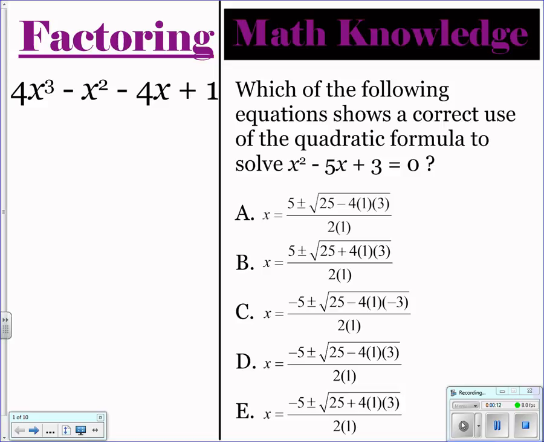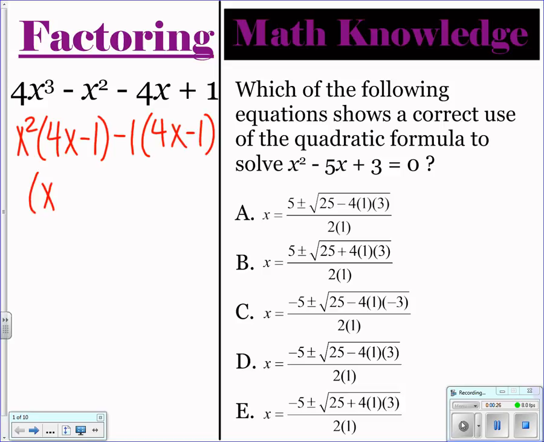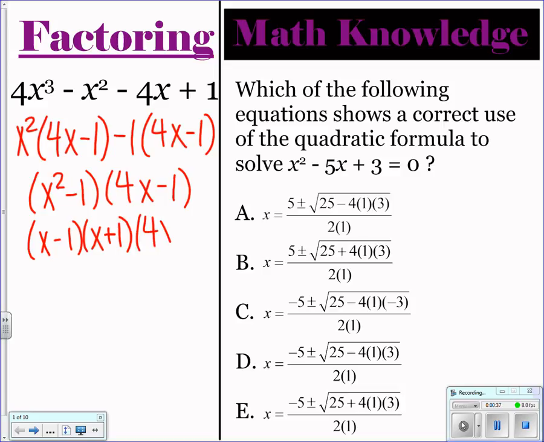So the way that you're going to factor this, both of these two terms have an x squared in common, and if you pull that out, you're left with 4x minus 1. And then we can factor out a negative 1, and we'll be left with 4x minus 1 in the second set. So we can rewrite that as x squared minus 1, and then 4x minus 1. X squared minus 1 can be factored as x minus 1 times x plus 1, and then we have our 4x minus 1. And so that would be your factoring answer for today.